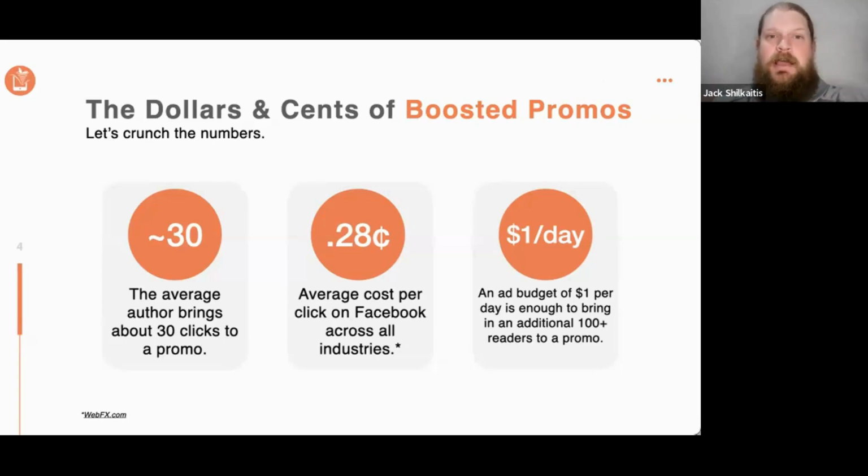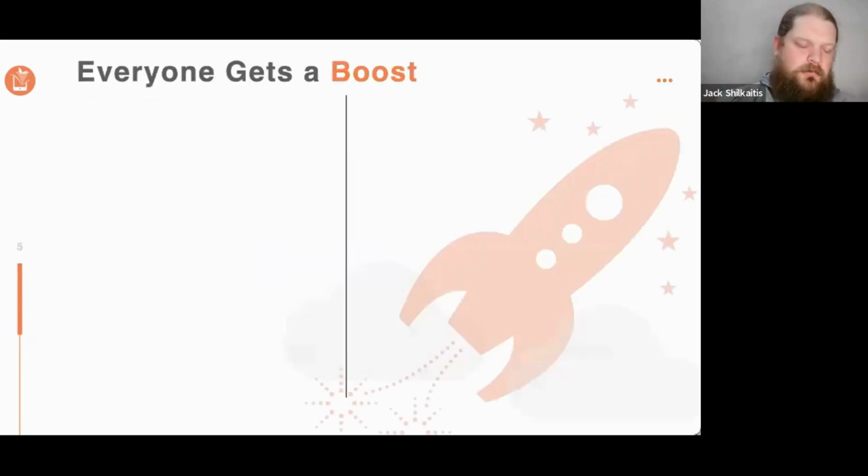So these budgets don't have to be huge, right? So everybody gets a boost when you do a boosted promo. Let's talk about the benefits for organizers first, and then we'll talk about the benefits for participants.